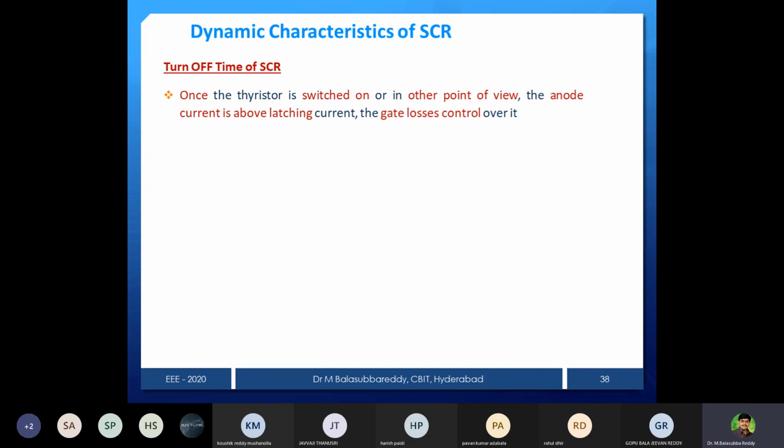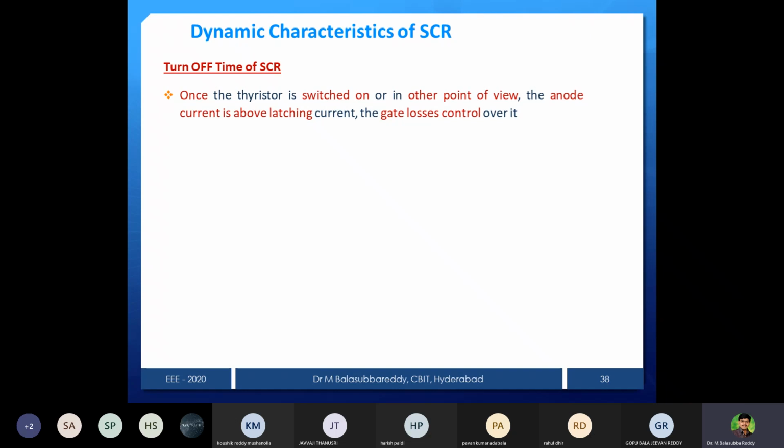Now what is the extension next? Now the device is completely on, then we need to turn off the device. First, initially the device is in the off state. We made it turn on, and that time we calculated. Now if the device is on, you need to turn off the device. That's what I mentioned here.